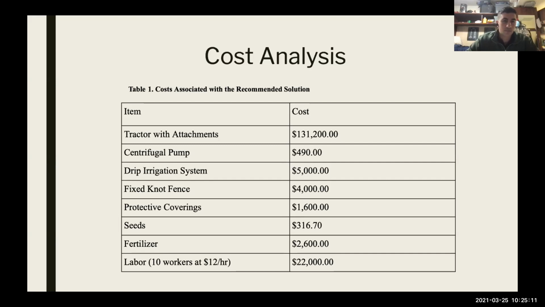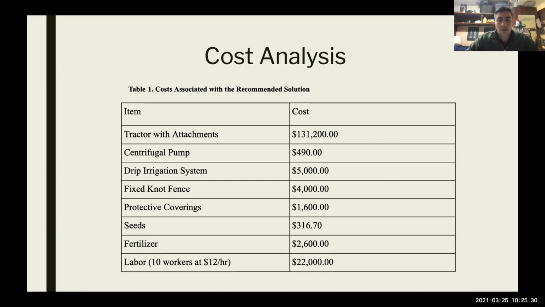This includes miscellaneous costs and other problems that we might run into, which brings the total to $5,000. Our fixed knot fence, which is $2 per foot, brings it to a total of $4,000. This is including T-post and everything.